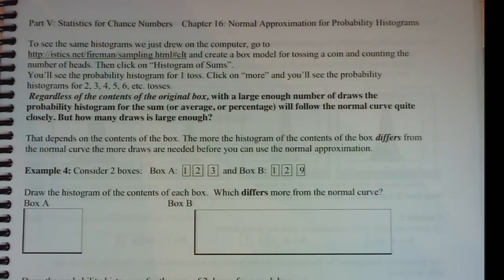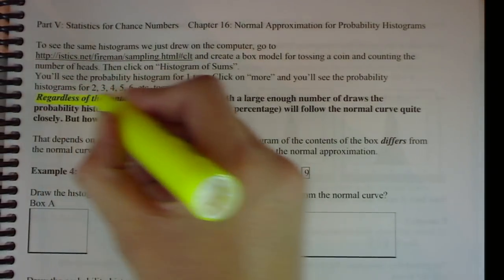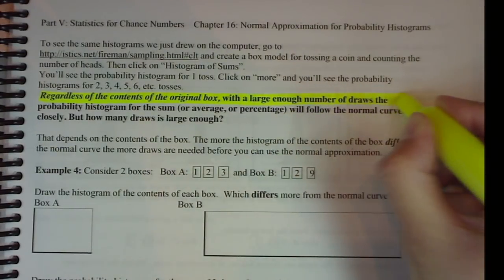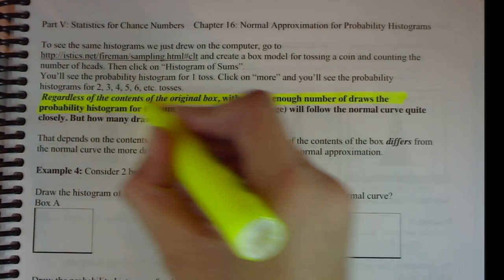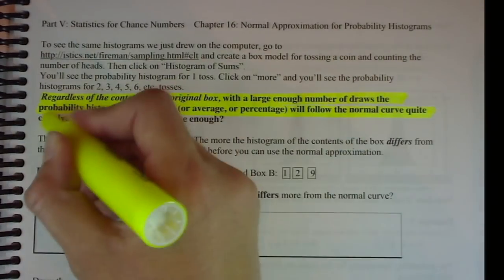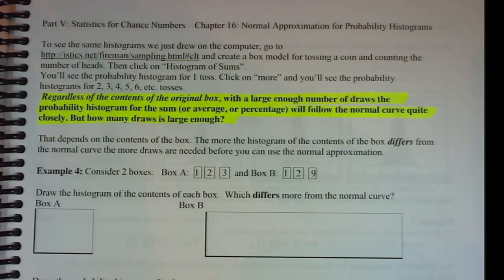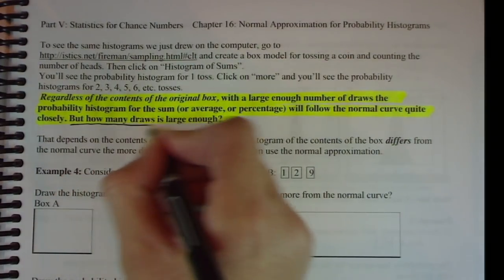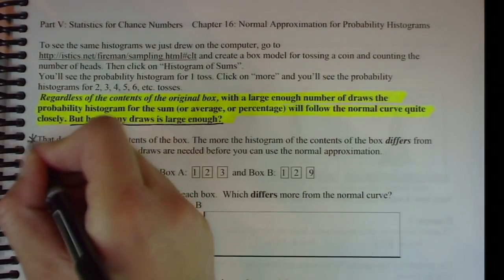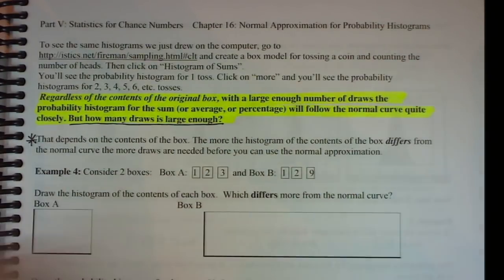Okay, this is saying you can look at the data program. But here's the central limit theorem again. It says, regardless of what the original box looks like, with a large enough number of draws, the probability histogram should follow the normal curve quite closely. But the question is, is there a magic number of draws, like once we get to 100 draws, I know the histogram is going to look normal? That actually depends. It says how many draws is large enough depends on the original box.